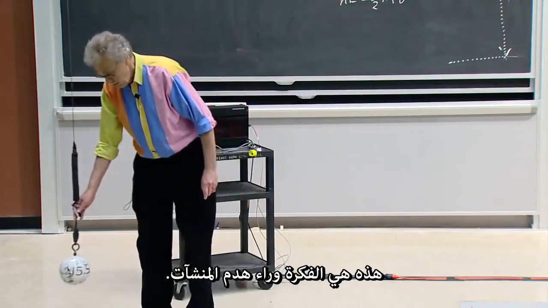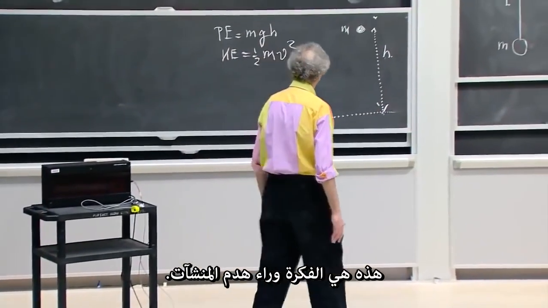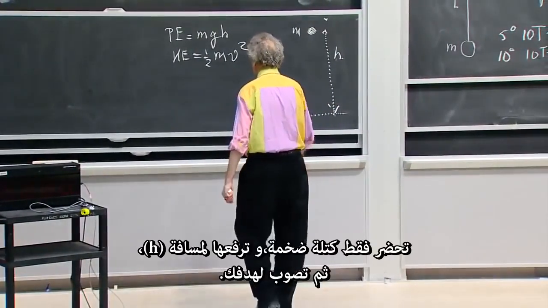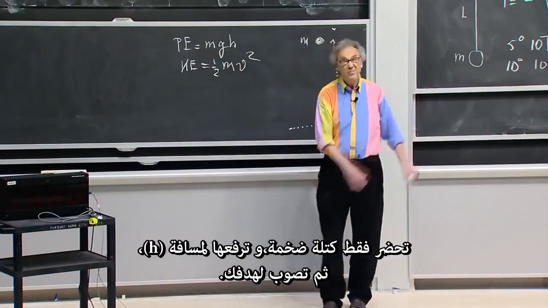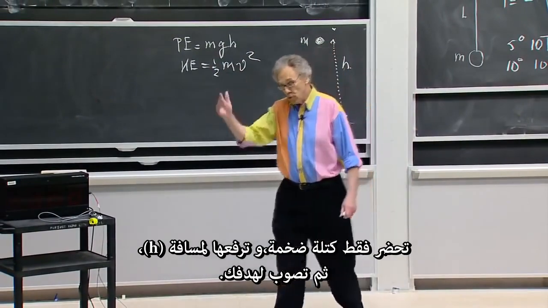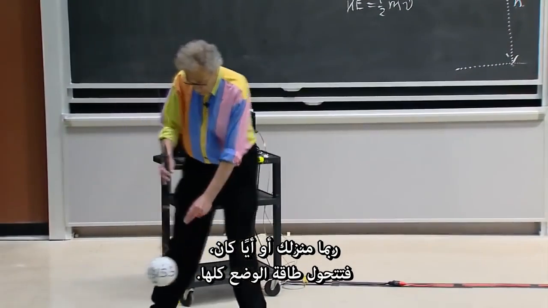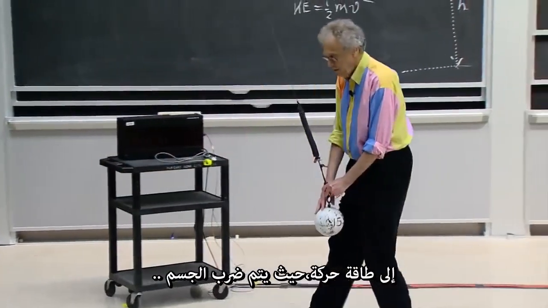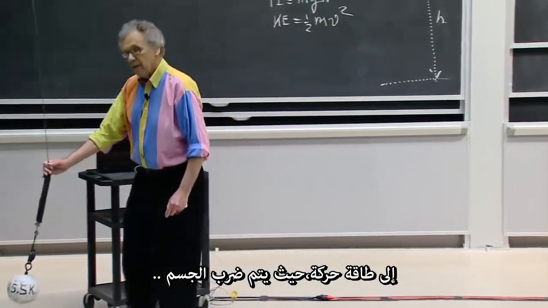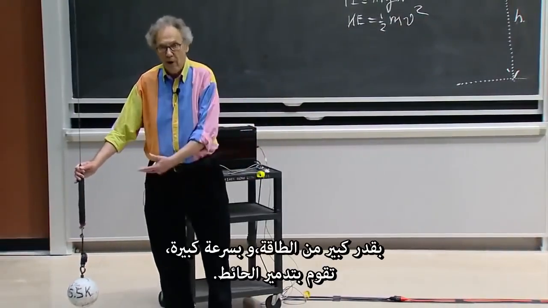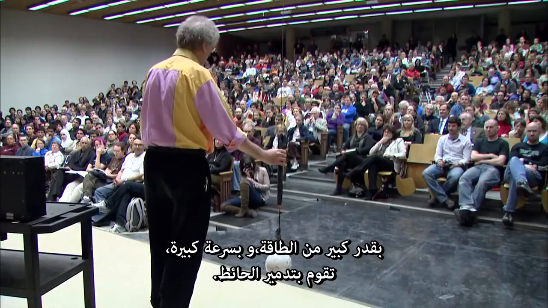This whole idea is behind demolishing buildings. With a building demolishing, you take a huge mass, you lift it up over a distance h, and then you put your target, which is your house or whatever it is, right at the bottom, when all this potential energy is being converted to kinetic energy, and so this object is hit with an enormous amount of energy, at high speed, and you demolish thereby the wall.